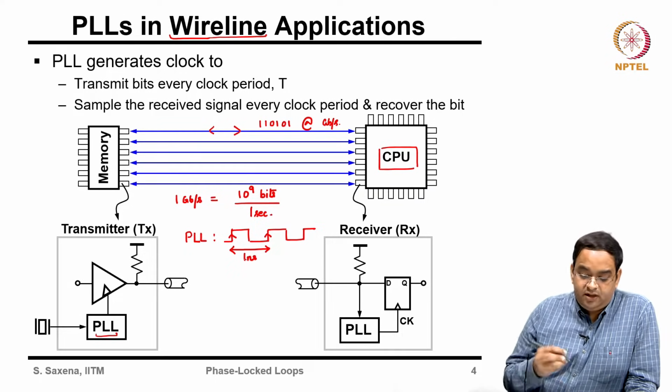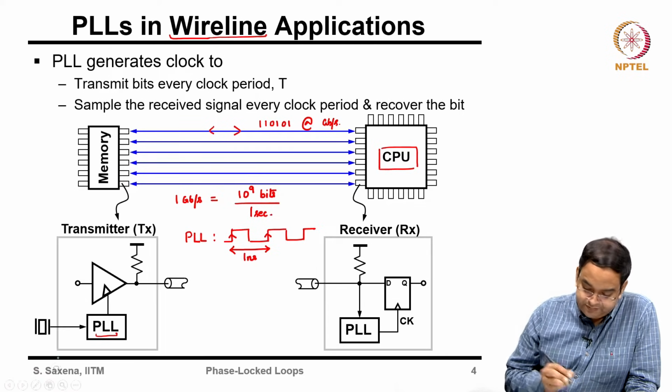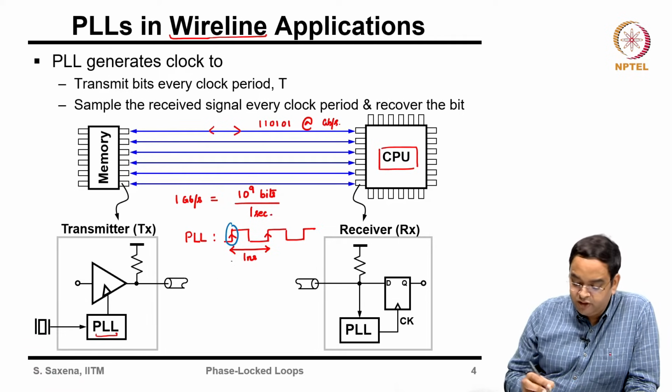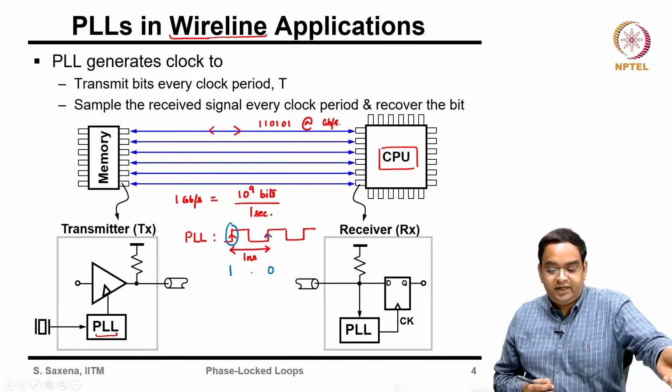So, what happens here? At every nanosecond, whenever you have a rising edge of the clock, you say okay, pass the bit, whether it is 1 or 0. So, you pass 1 here. Now, if the next bit which needs to be transmitted is 0, then at the next rising edge you pass 0, you transfer the data.